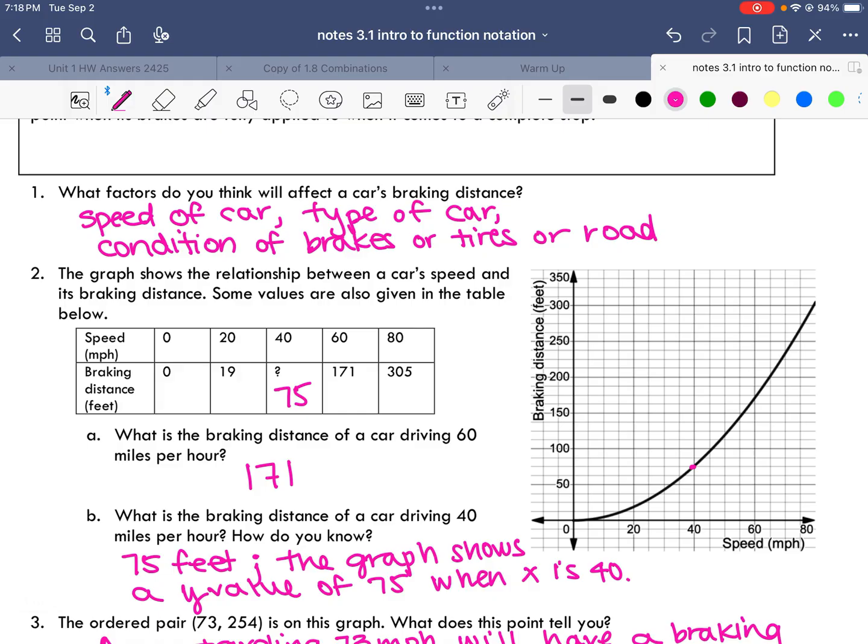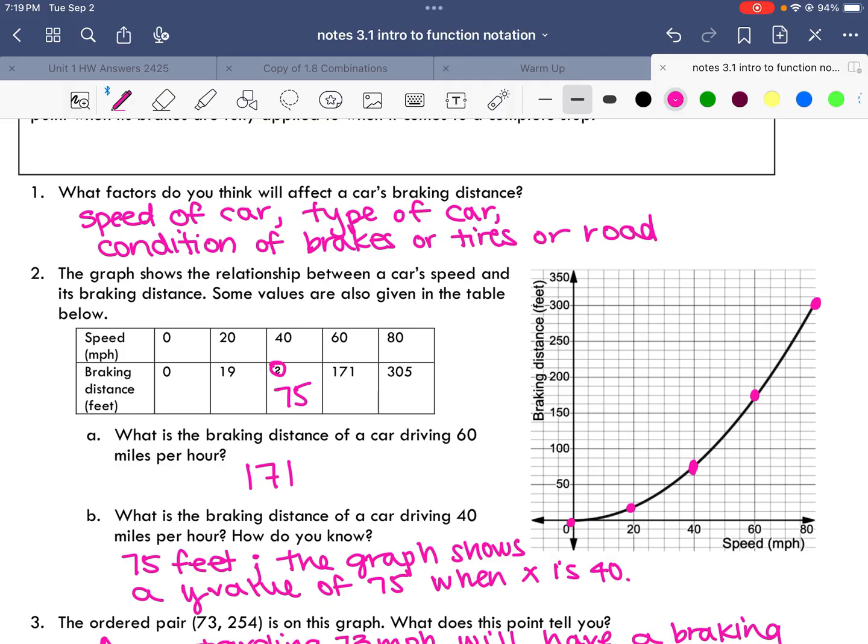So they gave us the information in a table, and then they also plotted it for us, right? So like 0, 0, and then 20, 19 is here. They left this one as a question mark, so I filled in, if you come here to the speed of 40 and follow the graph up, it looks like about 75, and then at 60 they estimated this right here to be 171, and then at 80 we're up here, and they say that's about 3... Oops, I'm on the wrong line. I think 80 is actually one more over from that. So 80 would be about here, which is about 305 feet.